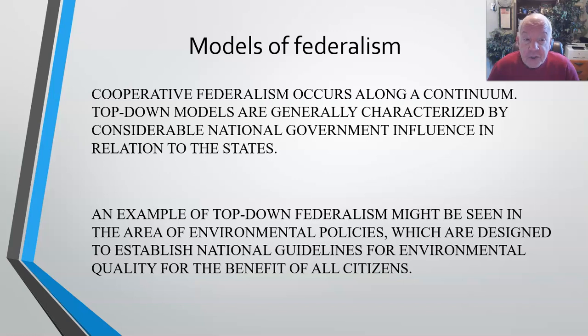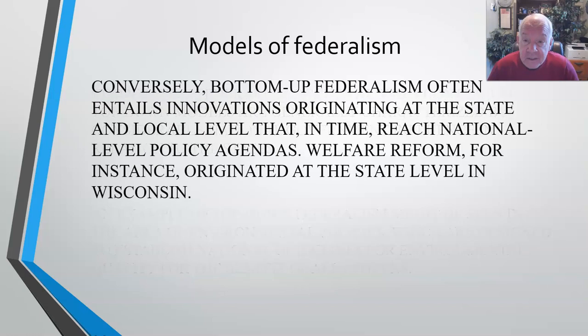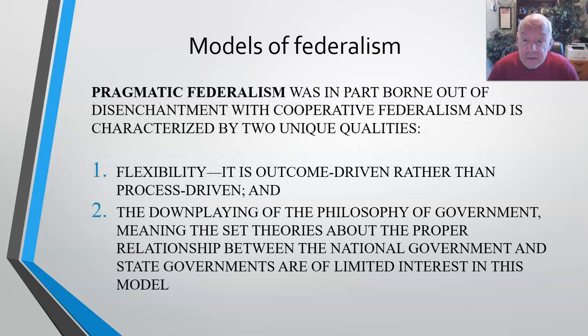Cooperative federalism occurs along a continuum. Top-down models are generally characterized by considerable national government influence in relation to the states. An example of top-down federalism might be seen in the area of environmental policies, which are designed to establish national guidelines for environmental quality for the benefit of all citizens. Conversely, bottom-up federalism often entails innovations originating at the state and local levels that in time reach national-level policy agendas. Welfare reform, for instance, originated at the state level in Wisconsin.